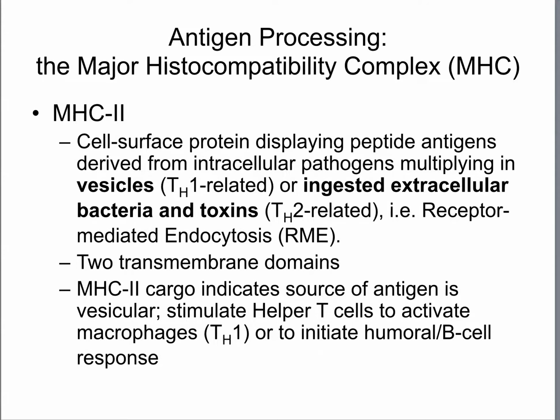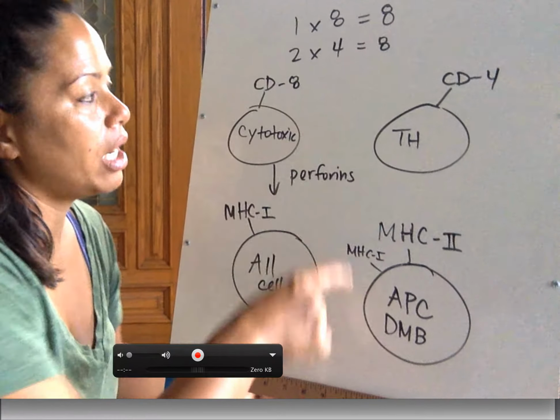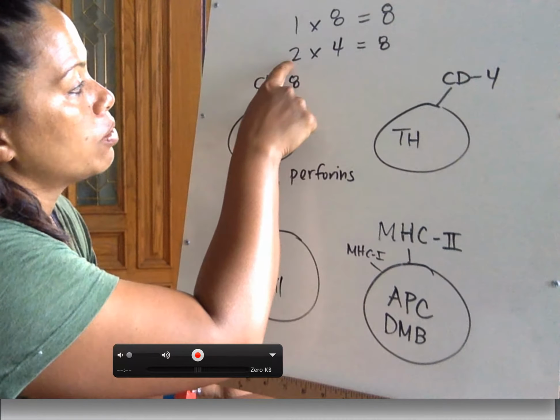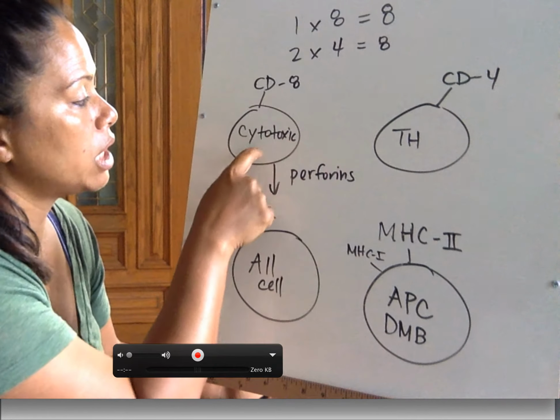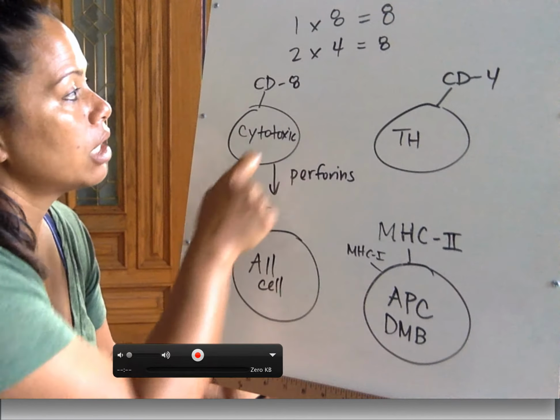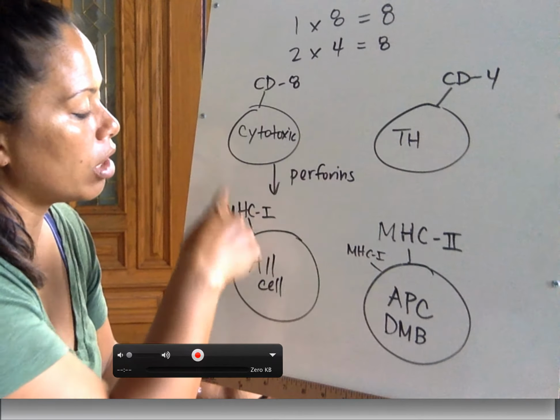MHC class 1 found on all cells. MHC class 2 found on DMB, so antigen presenting cells. And who binds to MHC class 1? We said MHC class 1, 2 times 4 is 8. So CD4 cells, T helper cells, bind to MHC class 2. What about MHC class 1? All cells, if they need to be destroyed, will bind to CD8 cytotoxic T cells, and that will cause destruction of the cell by perforins, granzymes, etc.